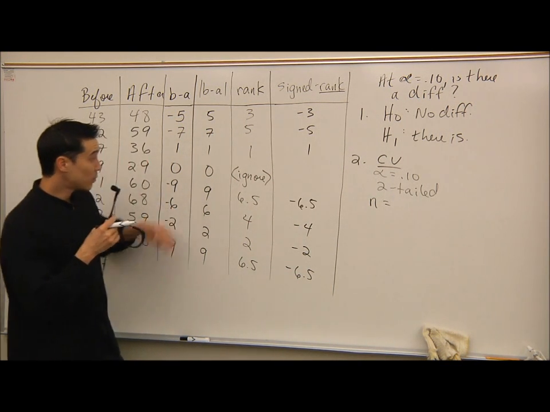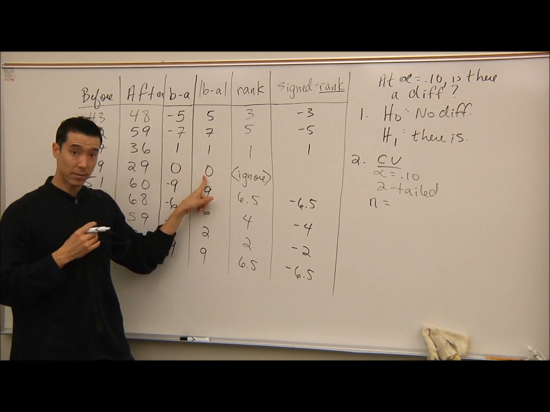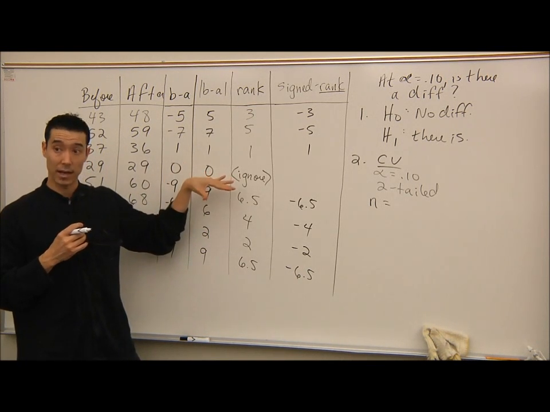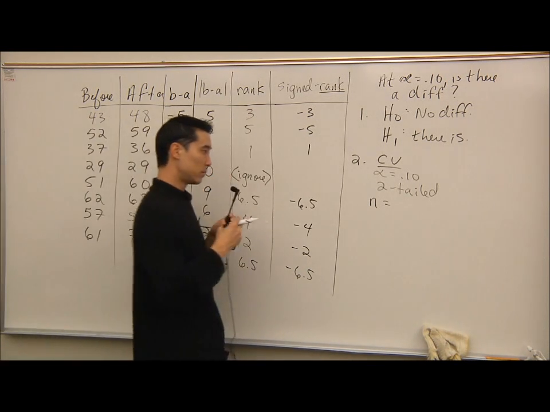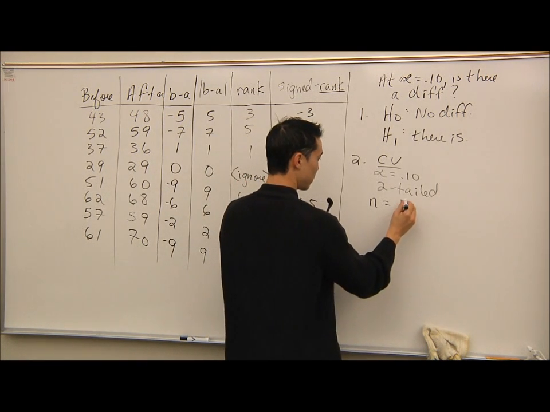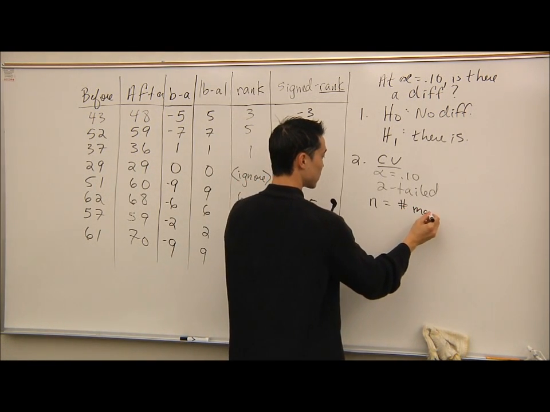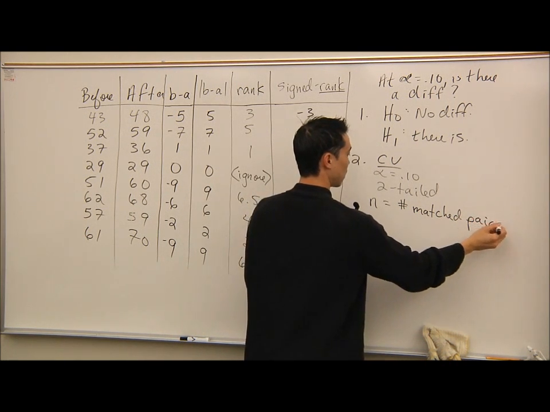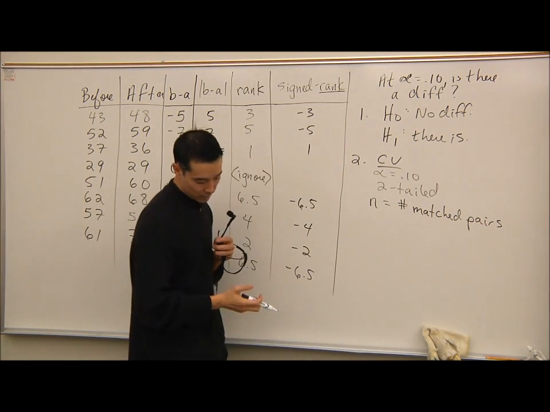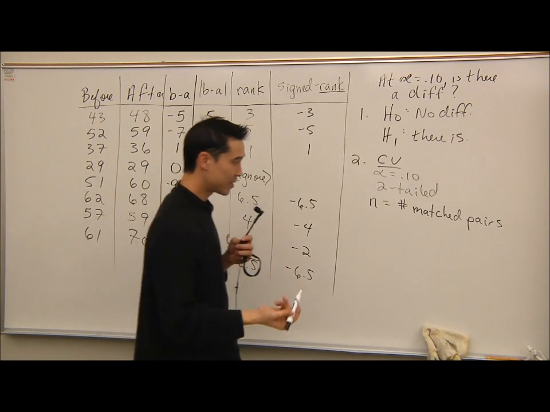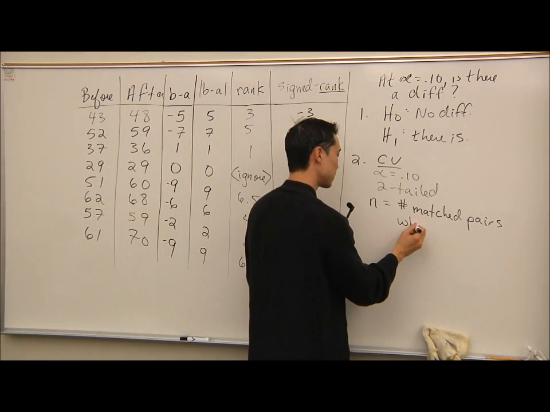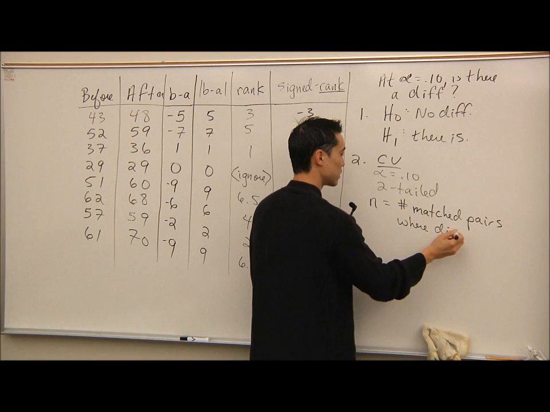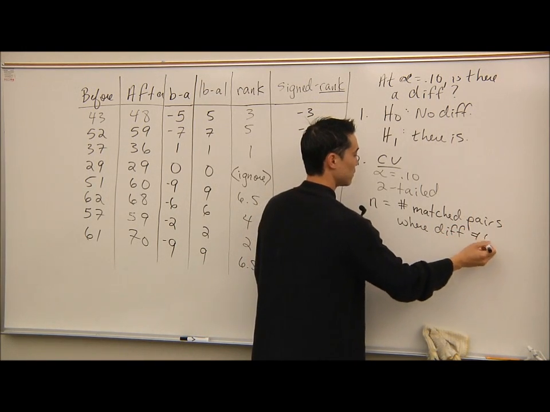So there were 8 couples, but one couple had the same before and after score, so that couple doesn't count, okay? So N is the number of matched pairs. That was an easy way to say this. Where the difference is not 0. Does that make sense? Where difference is not 0.